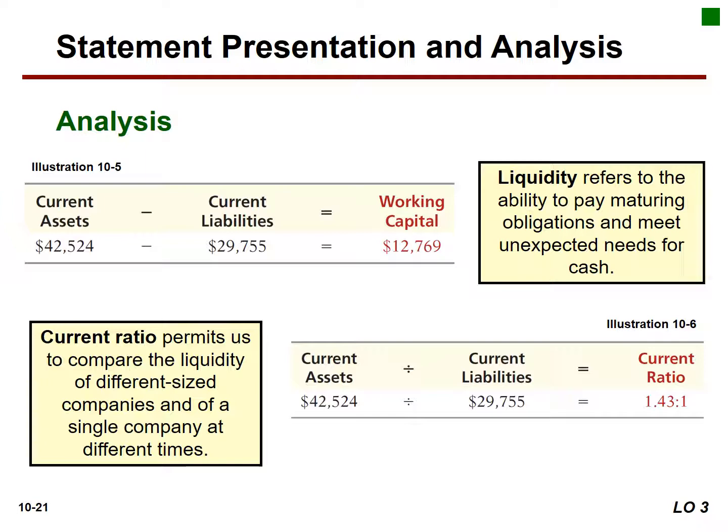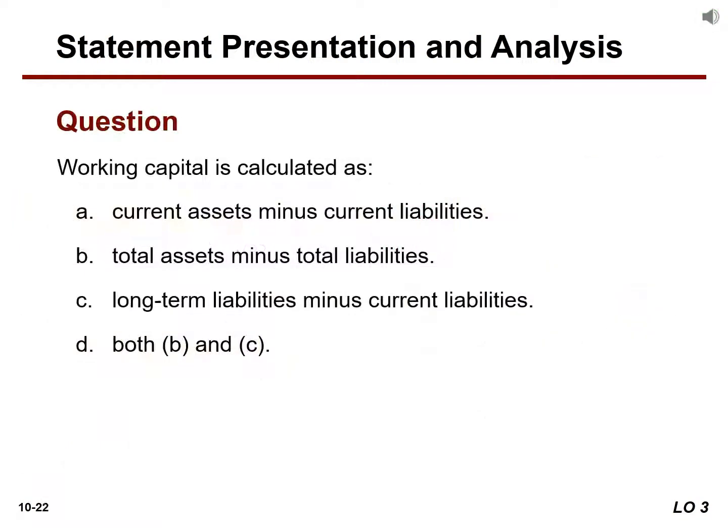As with any other ratio, looking at the current ratio doesn't tell us anything without comparing it to this company's previous years' current ratios to see what the trend of their liquidity is. Also, we could compare our current ratio to our chief competitors or to some type of industry average. Quick question. Working capital is calculated as current assets minus current liabilities.